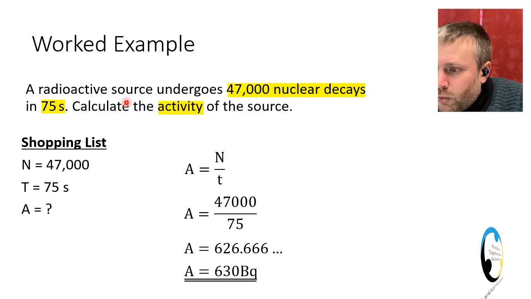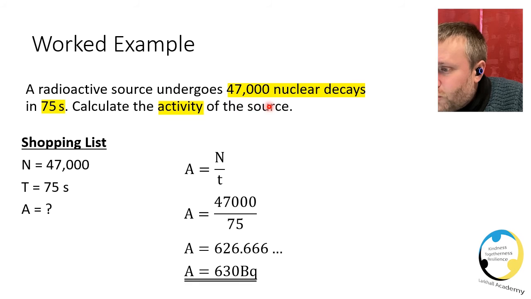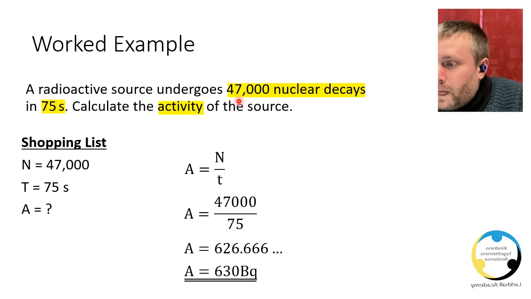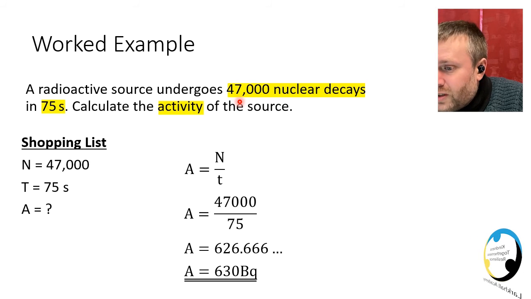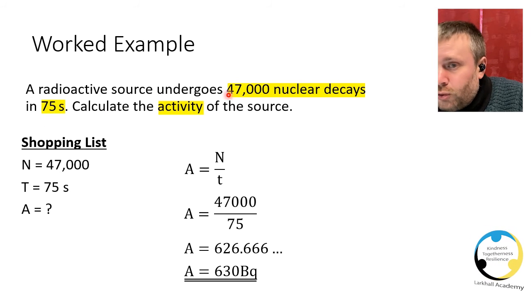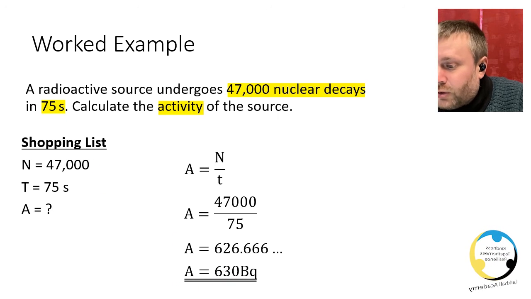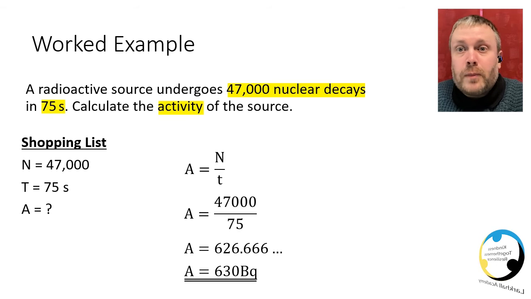Well, let's go back to our question here. A radioactive source undergoes 47,000 nuclear decays. Now, 47,000, that's 1, 2, these are all zeros, so that's two significant figures. 75, well, we've got two numbers here again, so that's two significant figures again. So two significant figures there, two significant figures here. We give our final answer to two significant figures. And that's your final mark, remember, with your units.